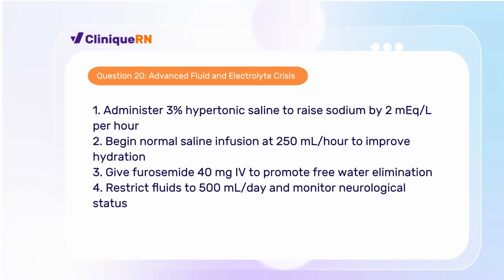1. Administer 3% hypertonic saline to raise sodium by 2 milliequivalents per liter per hour. 2. Begin normal saline infusion at 250 milliliters per hour to improve hydration. 3. Give furosemide 40 milligrams intravenous to promote free water elimination. 4. Restrict fluids to 500 milliliters per day and monitor neurological status.